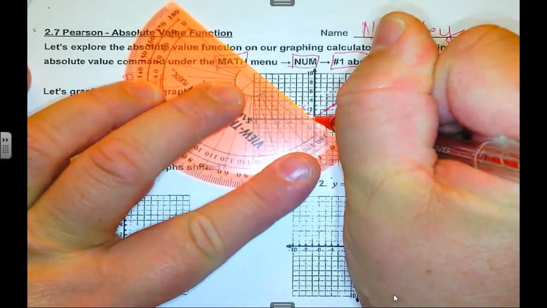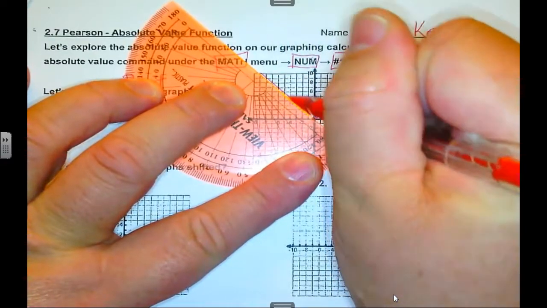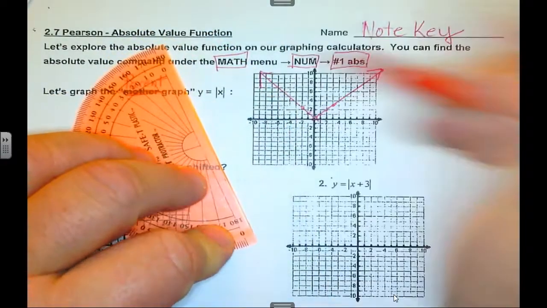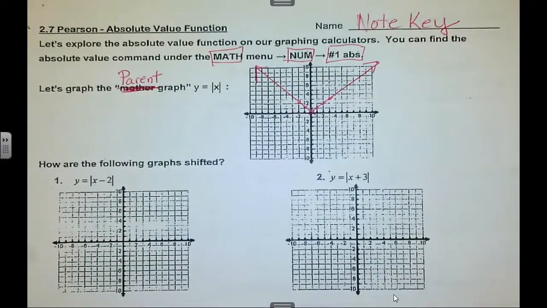Sleep on that one tonight. So there's a graph. There's the parent graph of the absolute value of x.